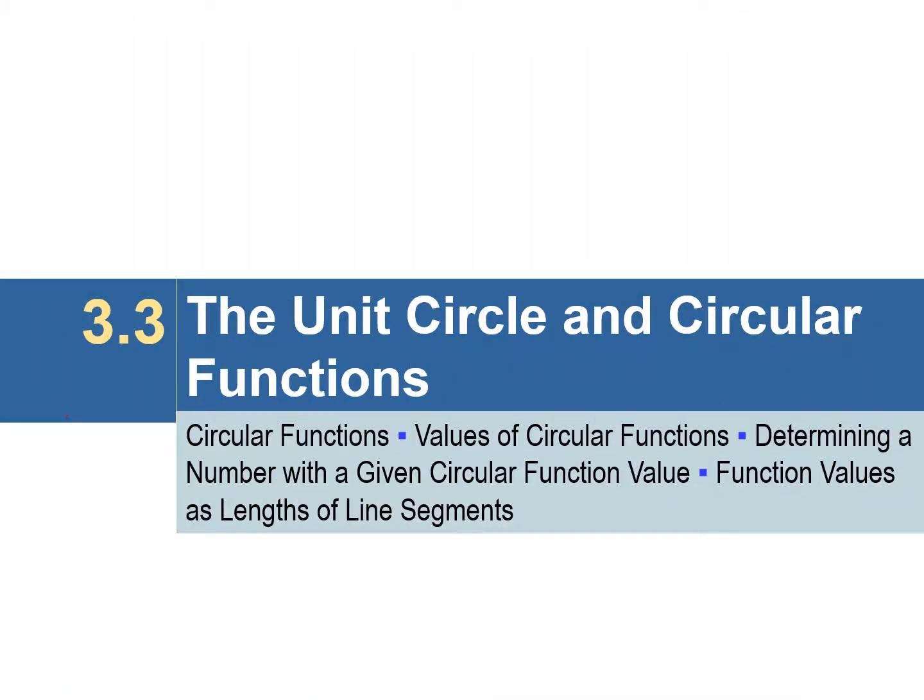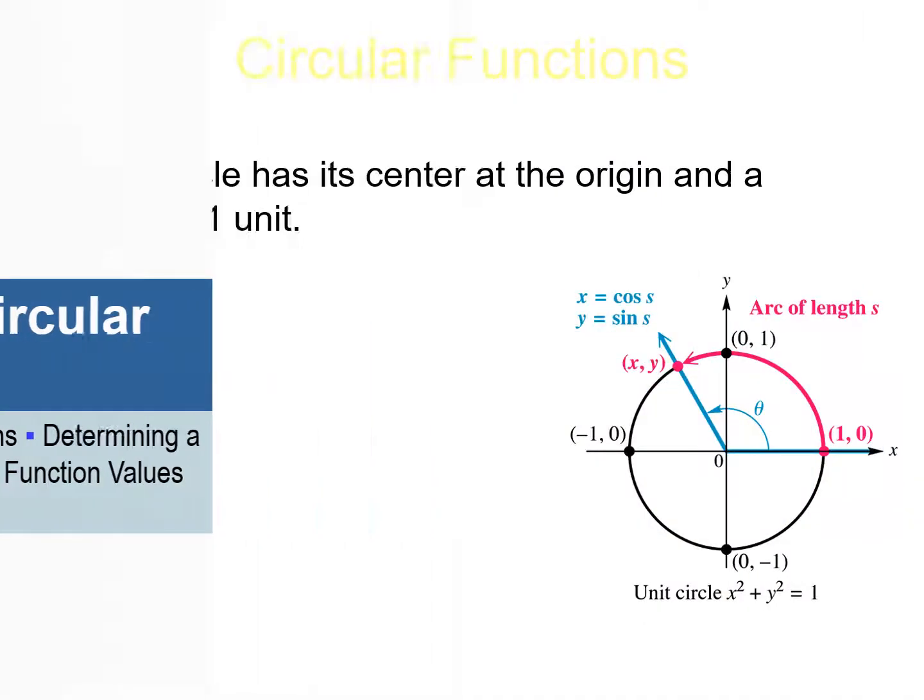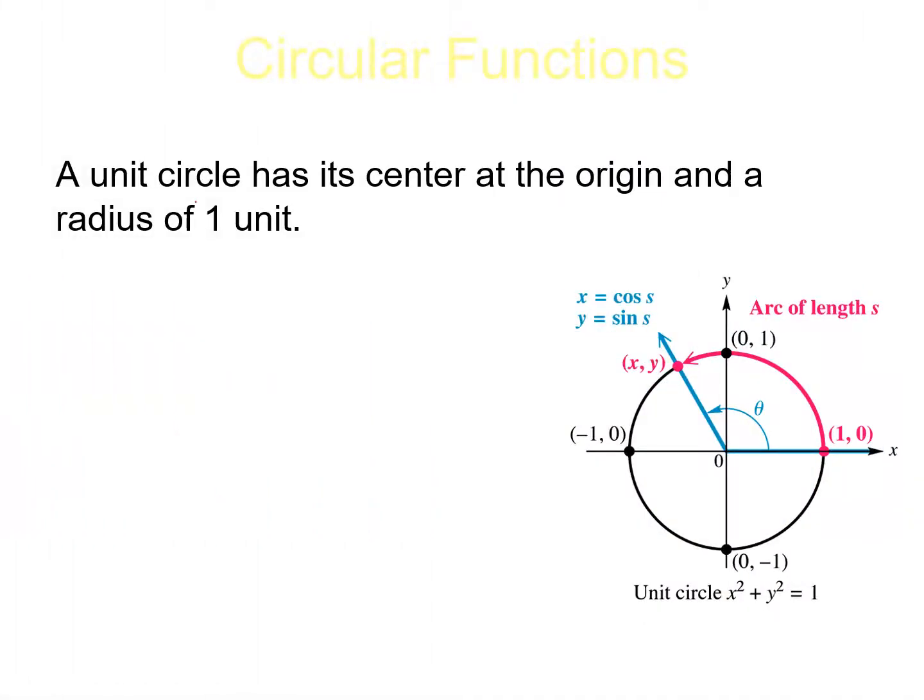Let's look at the unit circle and circular functions. Now, suppose we have a circle centered at the origin that has a radius of 1. Let's look at this arc length S. We have the arc length S, and we have the angle theta.